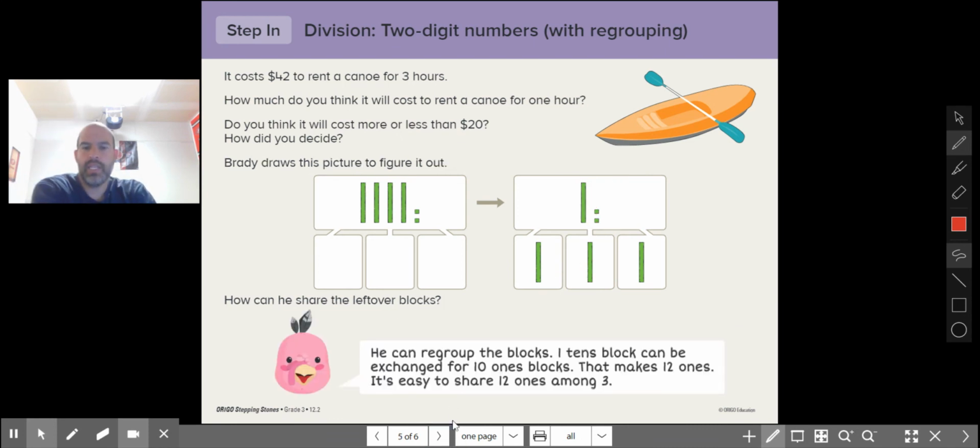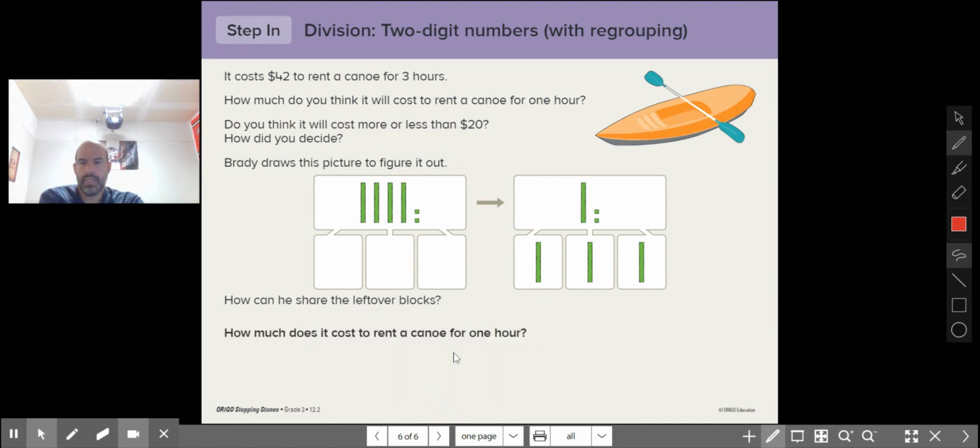And it says you can regroup the blocks. 1 ten can be exchanged for 10 one blocks to make the 12 ones. That's easier to share 12 ones among three. We did that. And how much did it cost to rent? We came up with that answer, $14 per hour. All right, now let's move on.